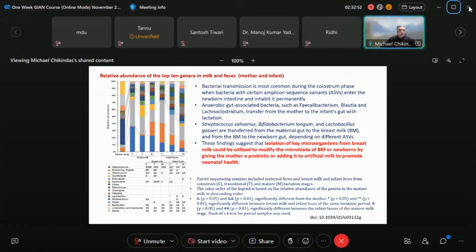the first important take-home message is that the bacterial transmission is most common during the colostrum phase, and this is when the bacteria with certain amplicon sequence variants, ASVs, enter the newborn baby intestine, and they colonize the environment permanently.